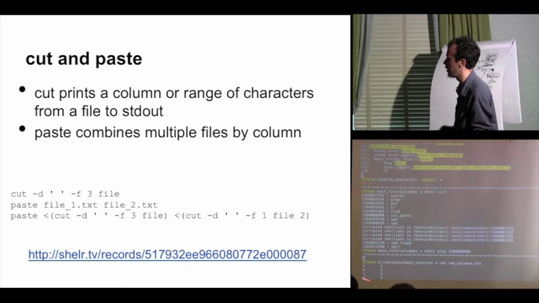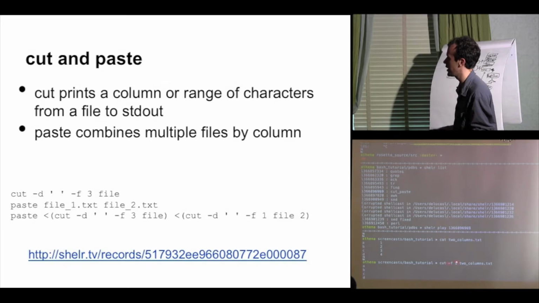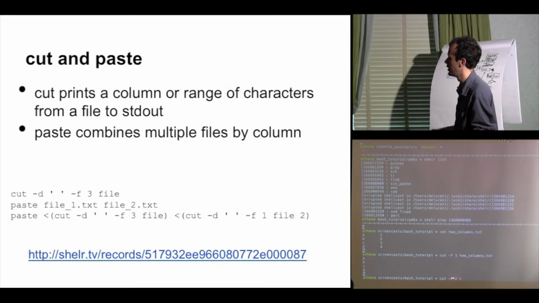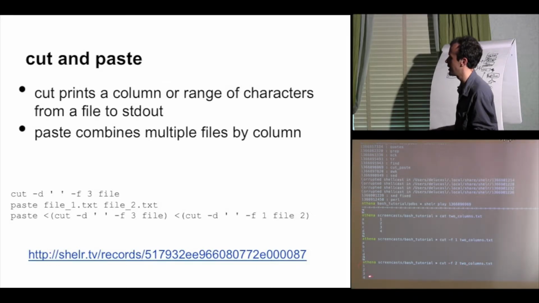So here I have a little file called 2 columns. They're separated by tabs. So if I do cut -f1, it takes the first field. If I do cut -f2, it gives me the second field, right? So that's fairly straightforward. So I can get one column of text from 2.